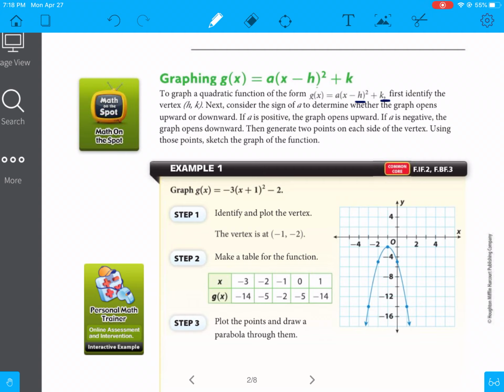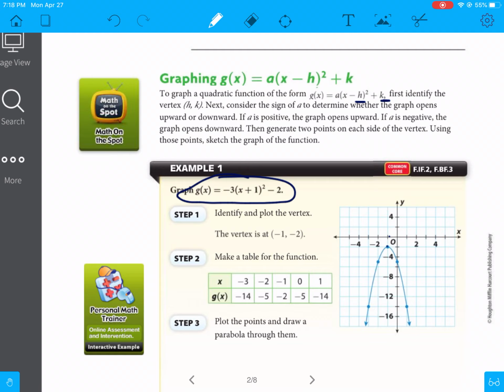So next, consider the sign of a. So your first step is going to be find the vertex. By looking at this equation, our vertex is going to be negative 1, negative 2. And I really hate when they go to the left by 1s and then up and down by 2s, but you just have to look for that. So the vertex is at negative 1, negative 2.